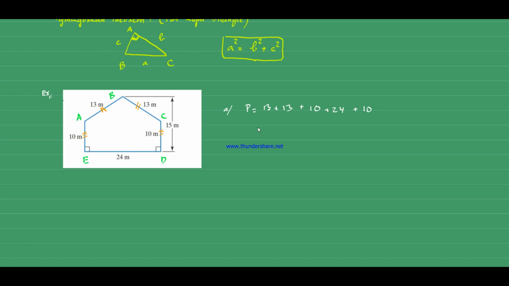So you see the perimeter is very easy, right? 13 plus 13 plus 10 plus 10 plus 24. So the perimeter will be 70 meters.